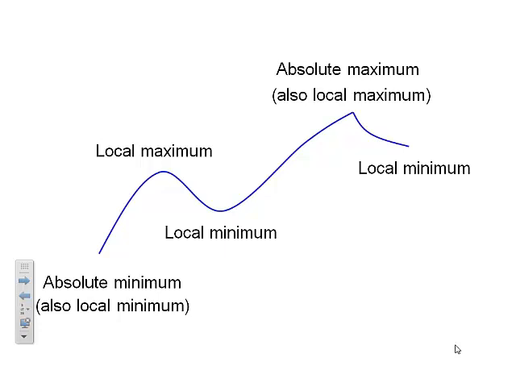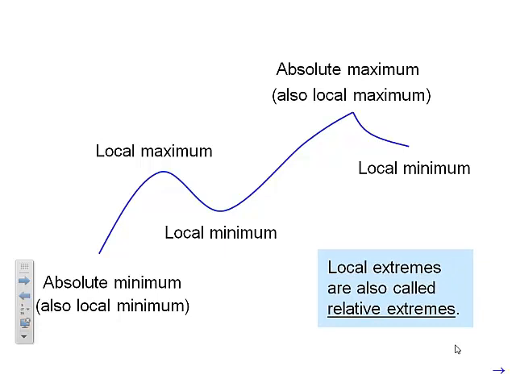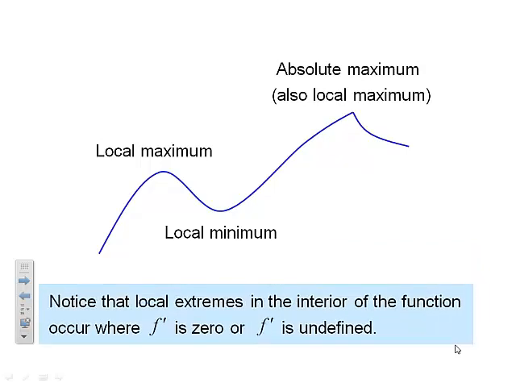And then finally it has a local minimum at the end point. So you get the idea of what the difference is between local mins and local maxes, and absolute mins and absolute maxes. The book will sometimes refer to these local extremes as relative extremes. So you have to get used to the terminology. There's lots of different terminology in this section.